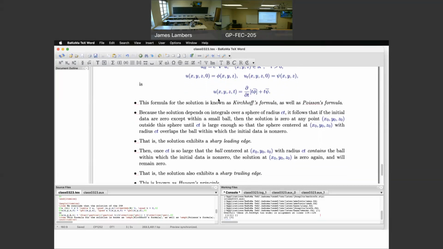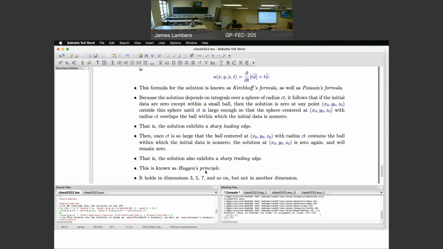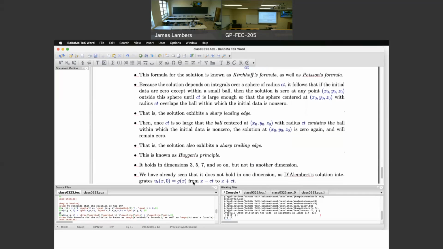So if you're observing a solution at any selected point, you'll see that 0, 0, 0, eventually it's non-zero for a slice of time, and then it goes back to being 0 again. So that's how solutions of a wave equation behave in 3 dimensions. And this is called Huygens principle, which is proven to be satisfied in any odd dimension starting from 3. So it's not true in 1 dimension.